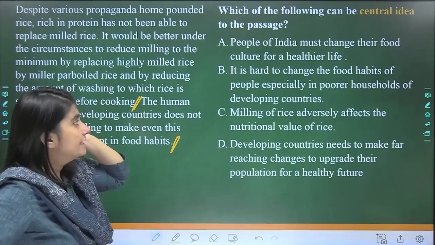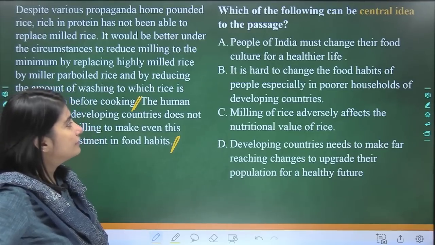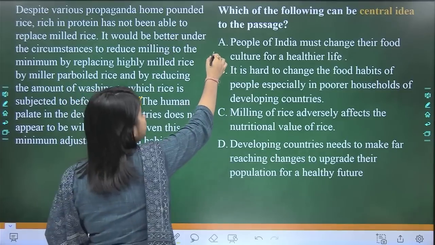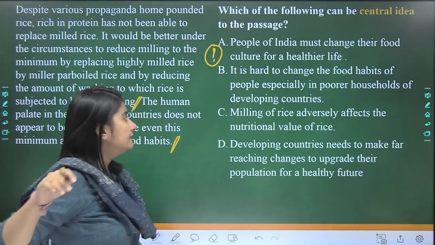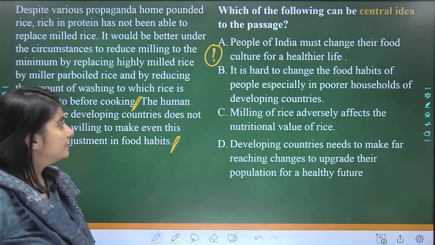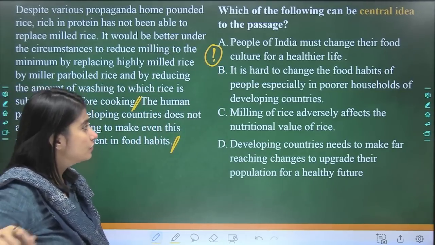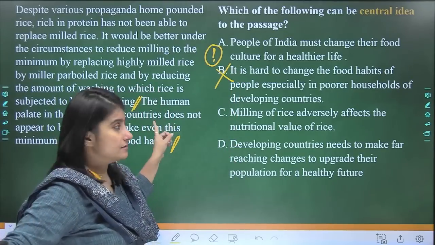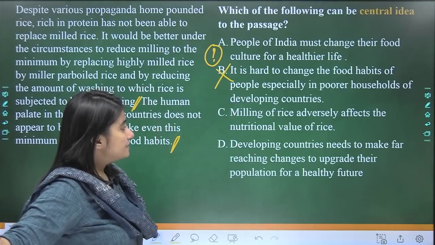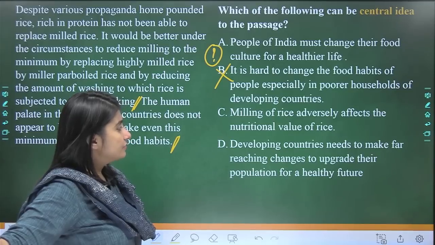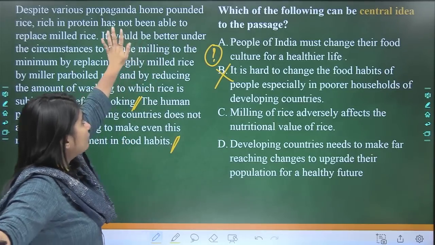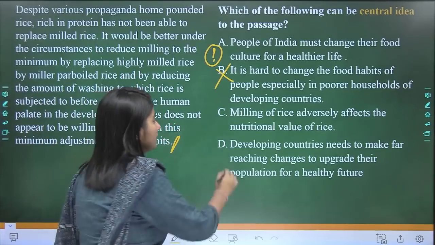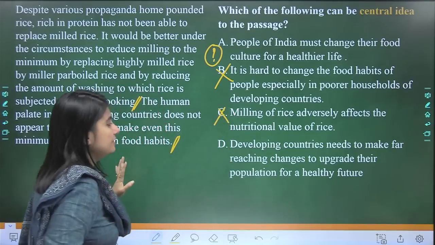Let's look at the central idea. People of India must change their food culture for a healthier life. Can be. It is hard to change the food habits of people, especially in poorer households of developing countries. We are not talking anything about poverty in the passage. Milling of rice adversely affects the nutritional value of rice. Yes, if it had been only the first 2 statements, this could have been a central idea, but no, we have the third statement as well.